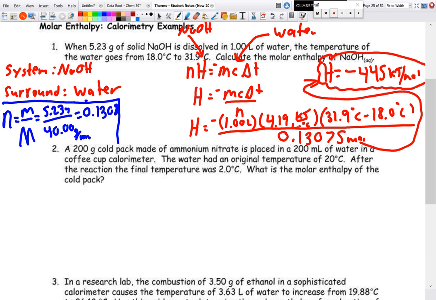And that is my answer. So that is where you definitely want to be careful, as much as you can, about what the units are and what everything is. That's why I like to go over on the side here, right at my system, right at my surroundings, and know also that H is always for my system, and mc delta T is always for my surroundings. So I make sure that all the information for water stays on one side, and all the information of my system stays on the other.